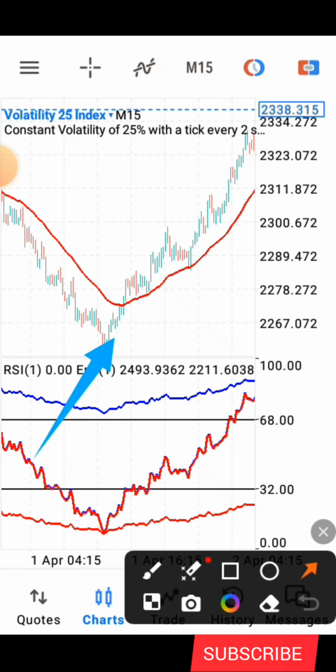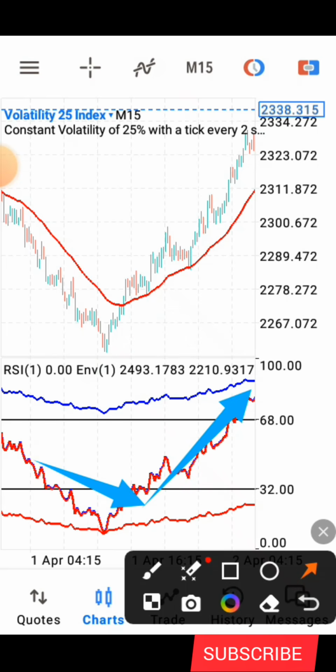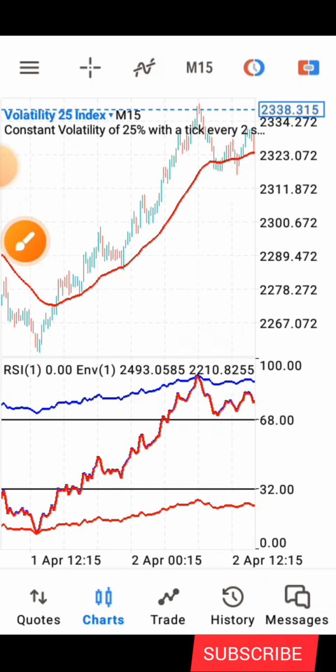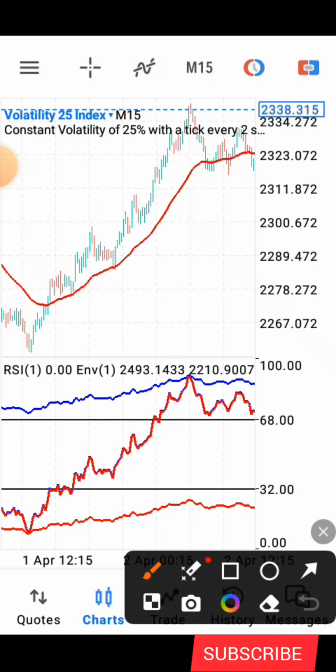So now, whenever you see something like this, you have to go in for your buy entry, and you have to hold till it gets to the 68 level here, or whenever it touches the blue envelope line there, then you exit the market. So you can see how it touches here, then you exit.